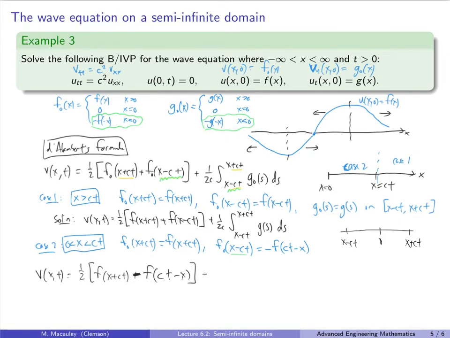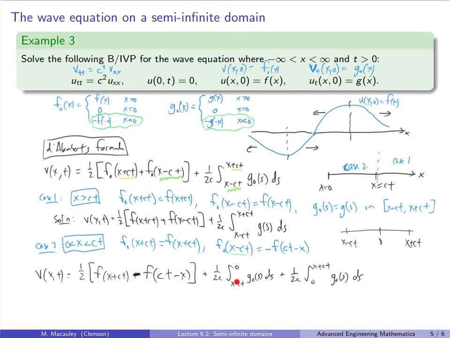Okay, so let's break this into two integrals, 1 over 2c. You can't stop me from breaking this into two integrals. X minus ct, that's going to be a negative number, to 0 of g naught of s. And then 1 over 2c, we're going from 0 to x plus ct of g naught of s ds. Okay. In this integral, we can change this g naught to g because x is positive, and in that case g naught is equal to g.